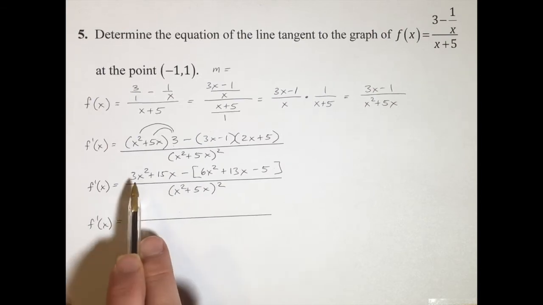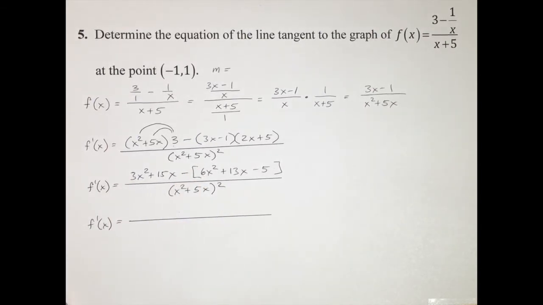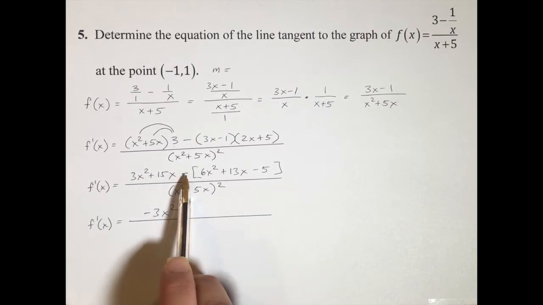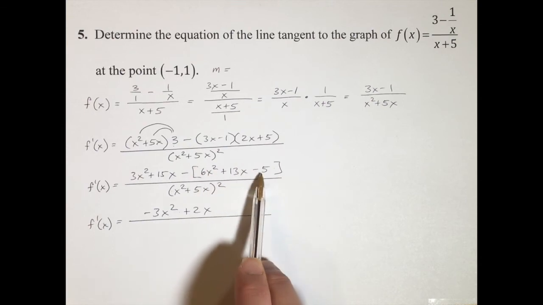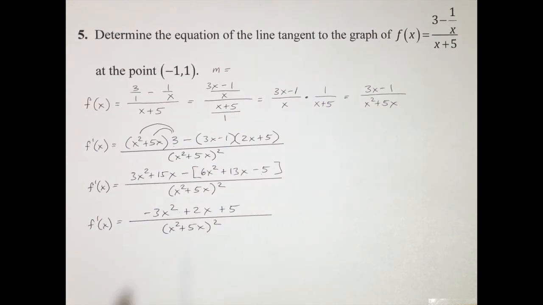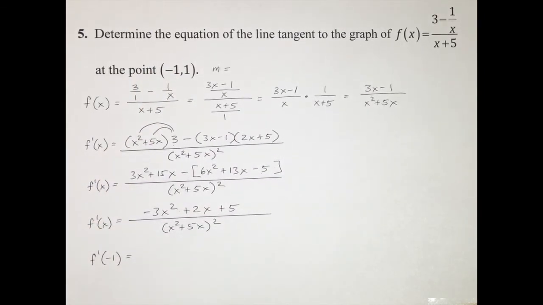In the numerator, I have a positive 3x squared and a negative 6x squared. I have a positive 15x and a negative 13x. And if I distribute this negative, I have a positive 5. I now have my derivative, and I want the slope of this function when x equals negative 1. I must evaluate f prime of negative 1.